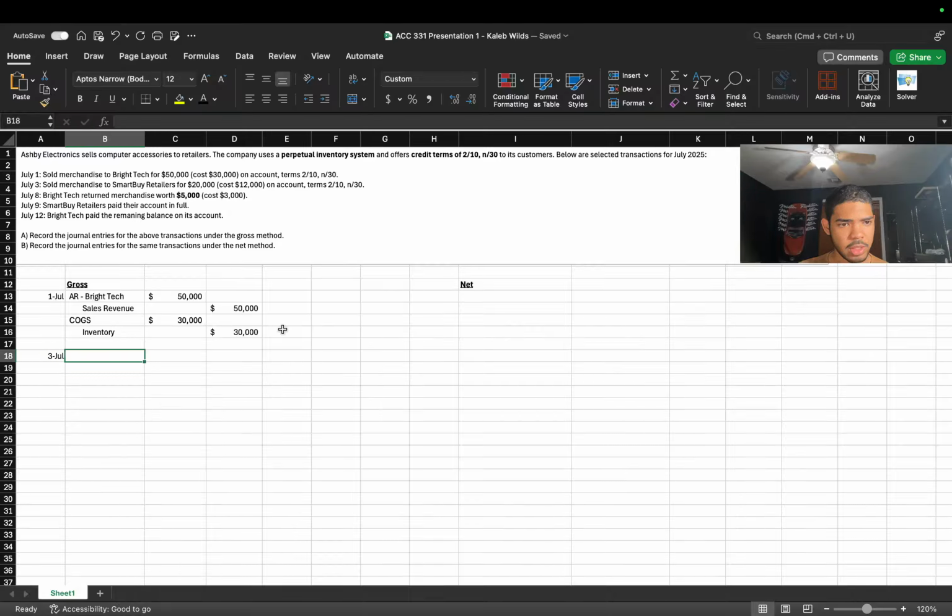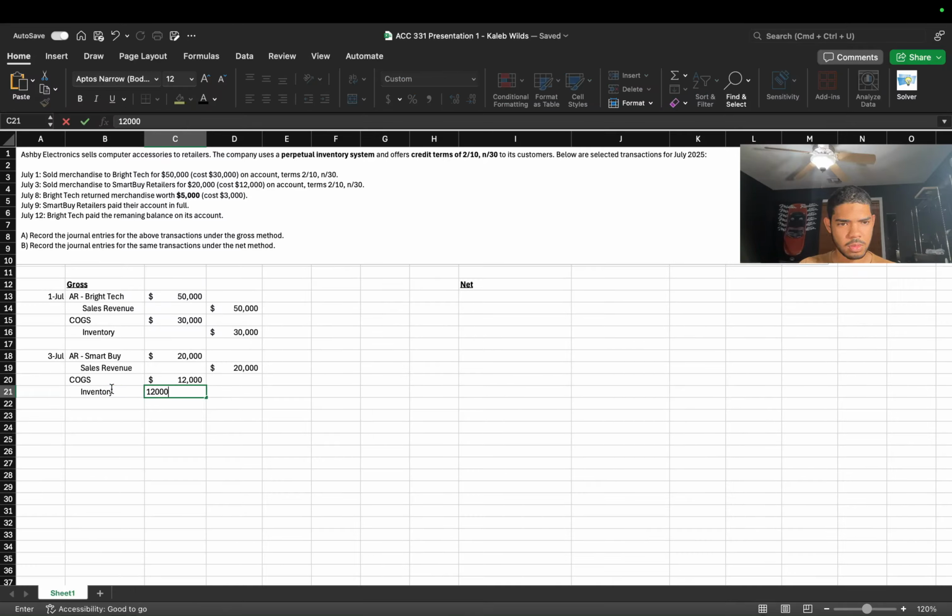So then on July 3rd, they're going to sell merchandise to Smart Buy. So we're just going to pretty much do the exact same thing. This time for $20,000. Their sales revenue will go up by the same amount. And then we're still perpetual, so we need to update the cost of goods sold. This time, you can see it cost them $12,000 for that inventory. So their inventory will also go down by $12,000.